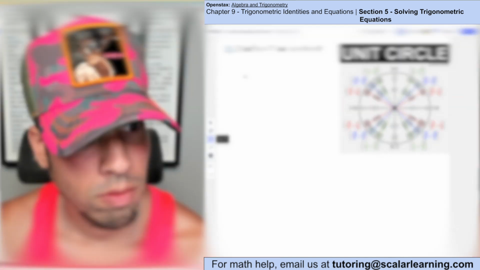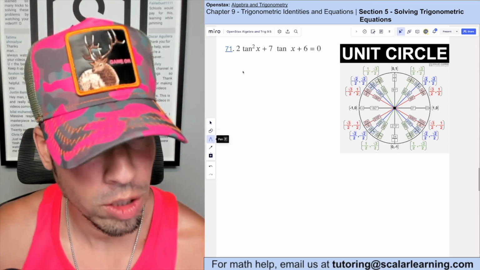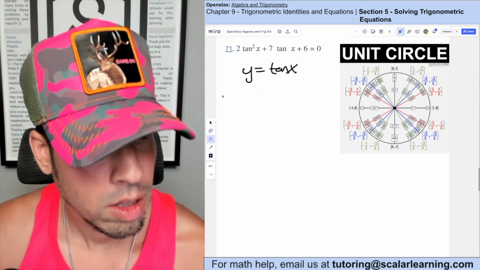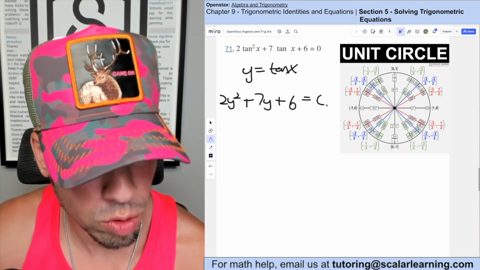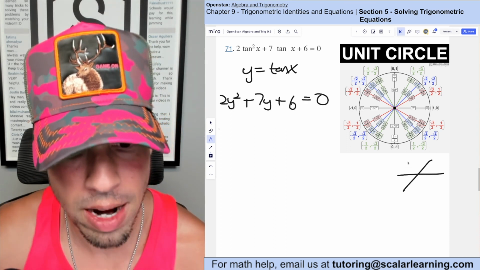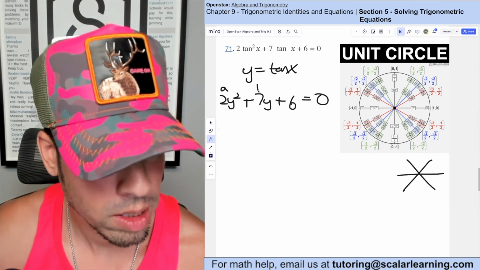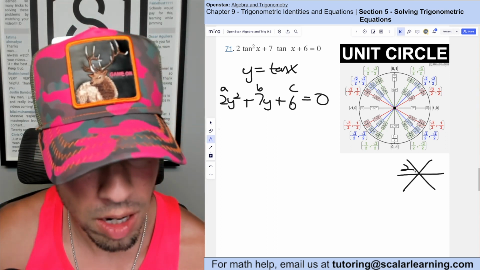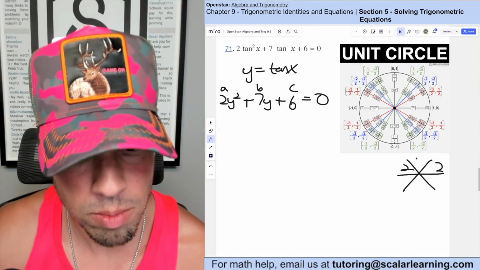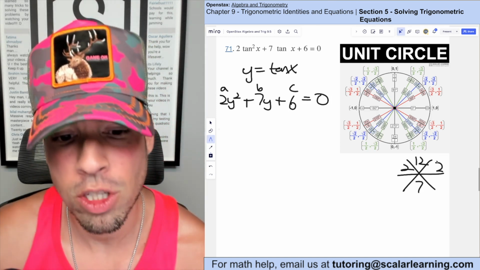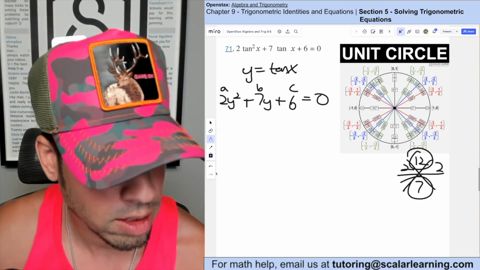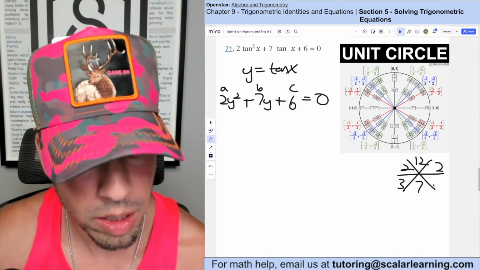Boom, done. For this one, I'm going to start by replacing tangent with y by substitution. And then we got 2y squared plus 7y plus 6 equal to 0. Now we're going to see if this is factorable using the star method, a, b, and c. I'm going to put a here and here. A times c, which is 2 times 6, which is 12 here, and 7 down here. Now the question is, are there two numbers that multiply to this and add to this? And there are. 3 and 4.